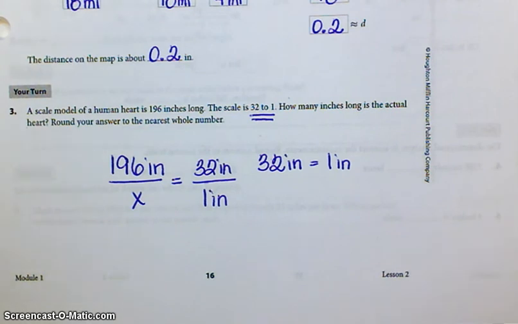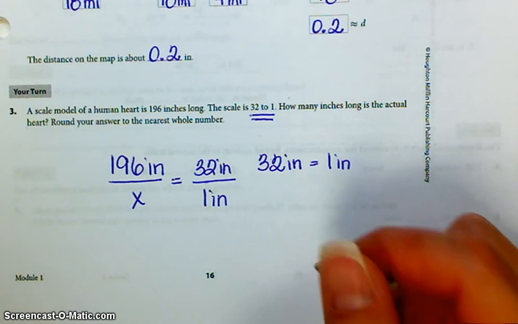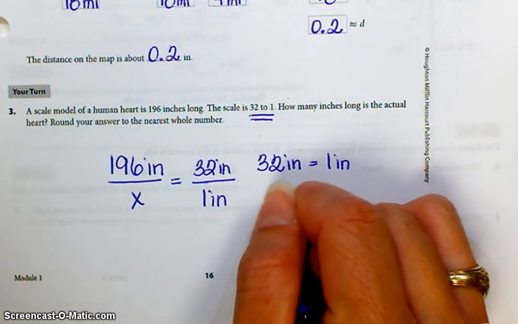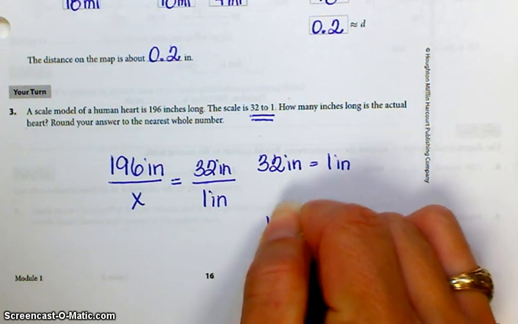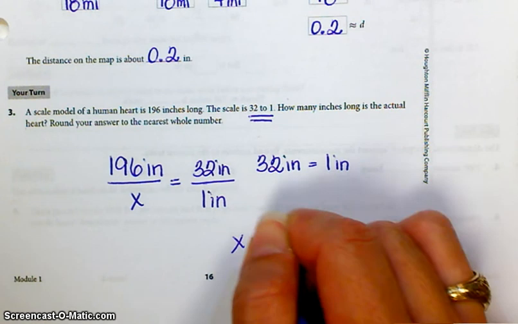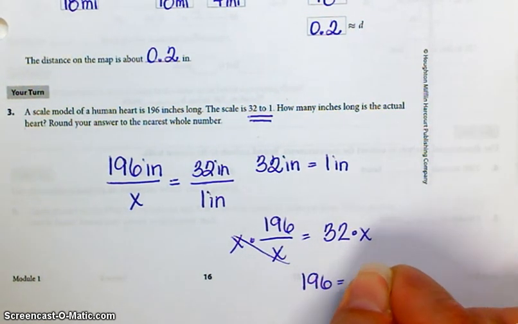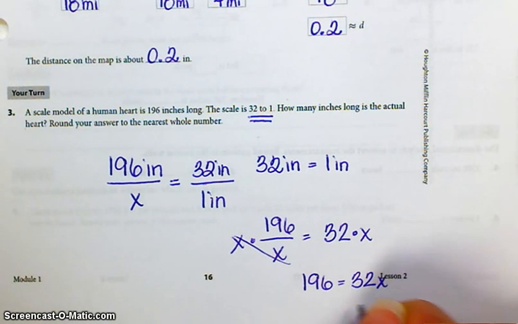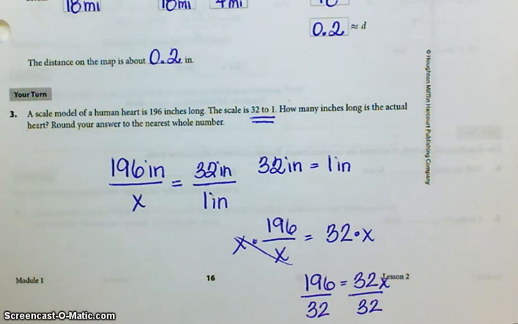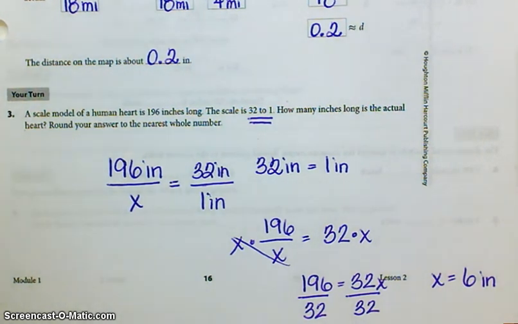Okay? All right, and then this time what we're going to do is, let's see, well, I don't really have to multiply both sides by 1. I get 196 over x equals 32. Let's get x out of the denominator. Get 196 equals 32x. Divide both sides by 32. 196 divided by 32, and you get 6 inches. Okay?